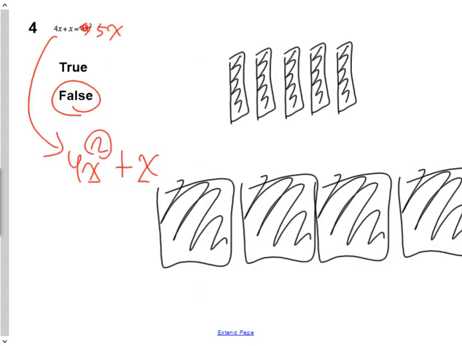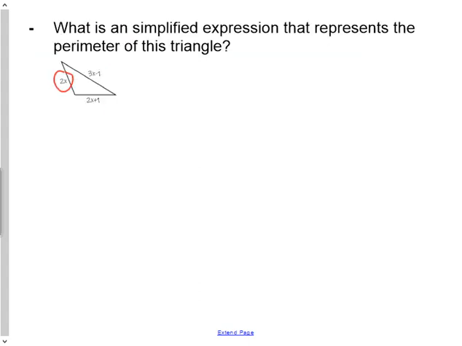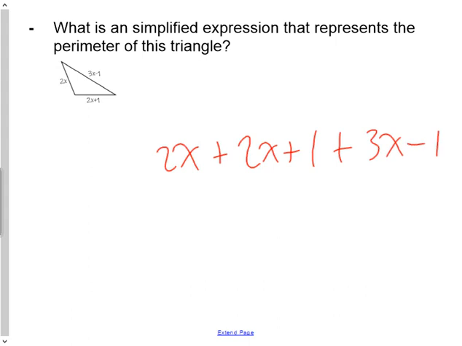Okay, back here. So if I'm calculating the perimeter of this triangle, I really want to take a 2x plus a 2x plus 1 plus a 3x minus 1, or this side plus this side plus this side, the sum of all three sides. Again, another way to phrase this question is gather like terms, or add the polynomials together. Add the monomial to the binomial to the binomial.